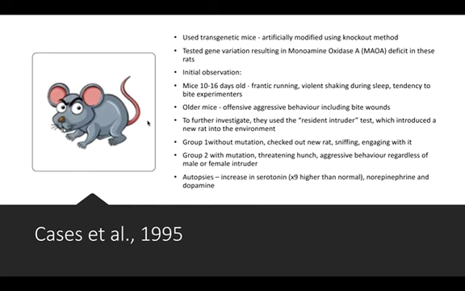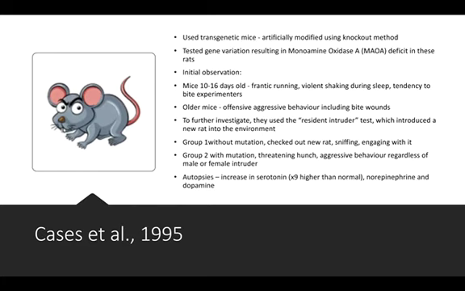So from the mice that they used, they knocked out the gene variation resulting in an MAOA deficit. The initial observation was that for the mice between the age of 11 to 16 days, the signs of low MAOA were frantic running, violent shaking during sleep, and a tendency to bite the experimenter. For the adult rats, they also observed aggressive behaviors, but these were more offensive aggressive behaviors, including bite wounds that were observed on different rats.